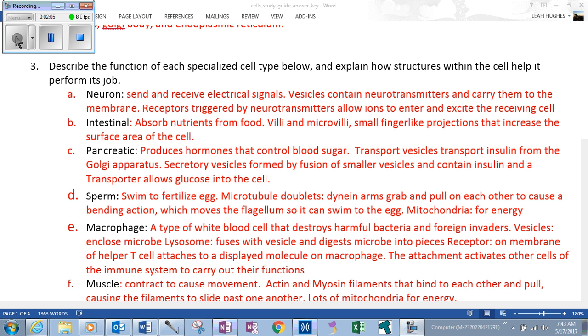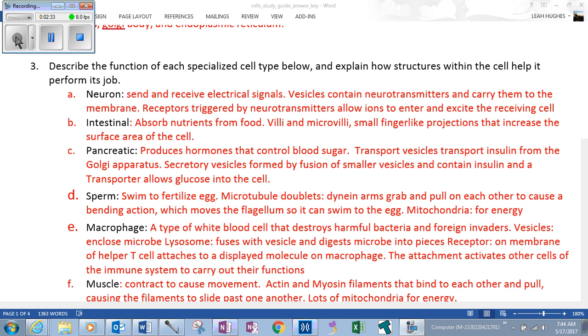B. Intestinal. Absorb nutrients from food. Villi and microvilli, small finger-like projections that increase the surface area of the cell. Pancreatic. Produces hormones that control blood sugar. Transport vesicles transport insulin from the Golgi apparatus. Secretory vesicles formed by fusion of smaller vesicles contain insulin, and a transporter allows glucose into the cell.